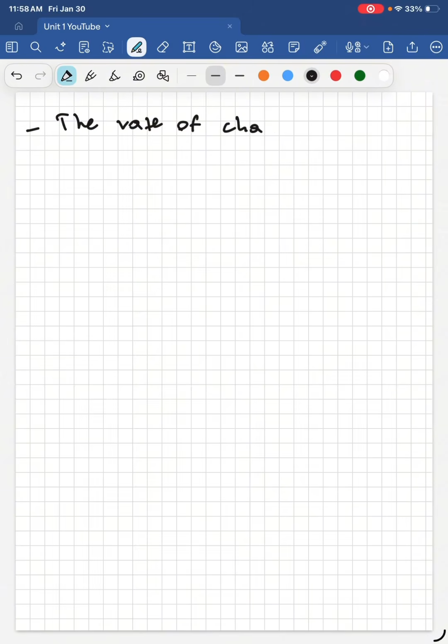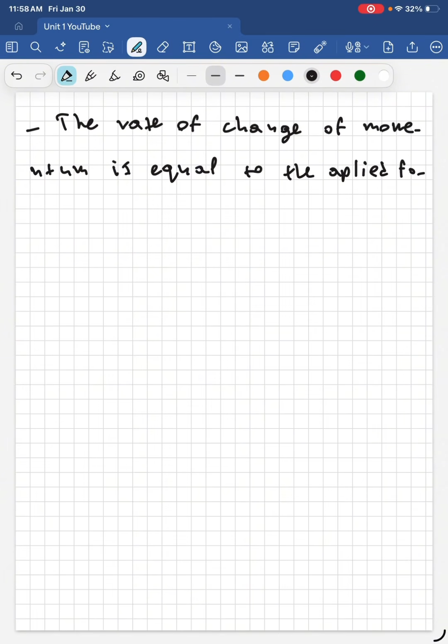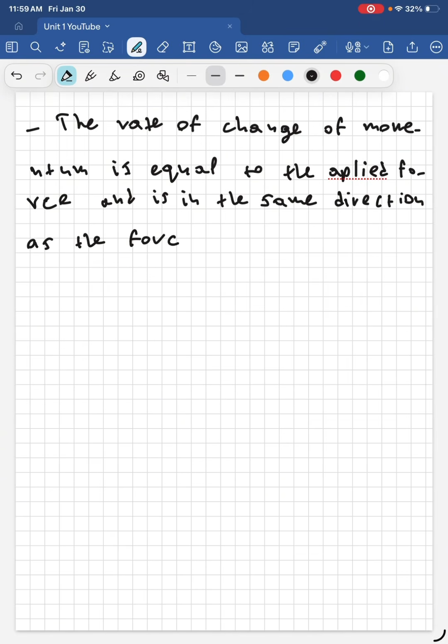So to write it in words, we can write that the rate of change of momentum is equal to the applied force and is in the same direction as the force. So this is another definition of Newton's second law, okay?